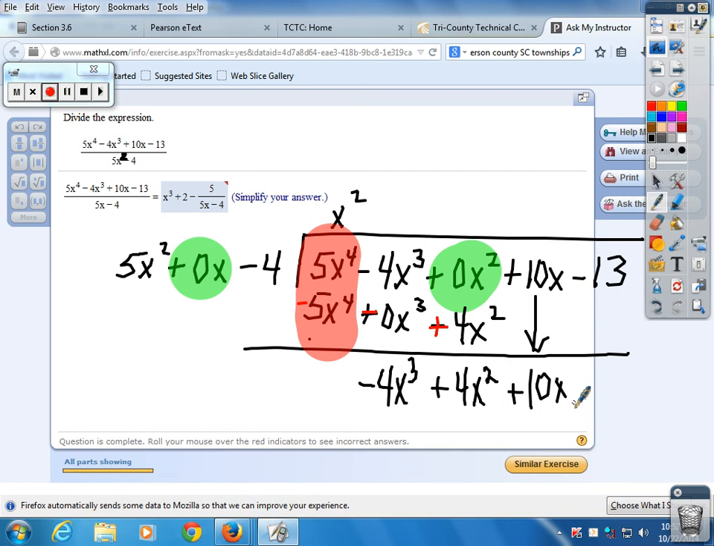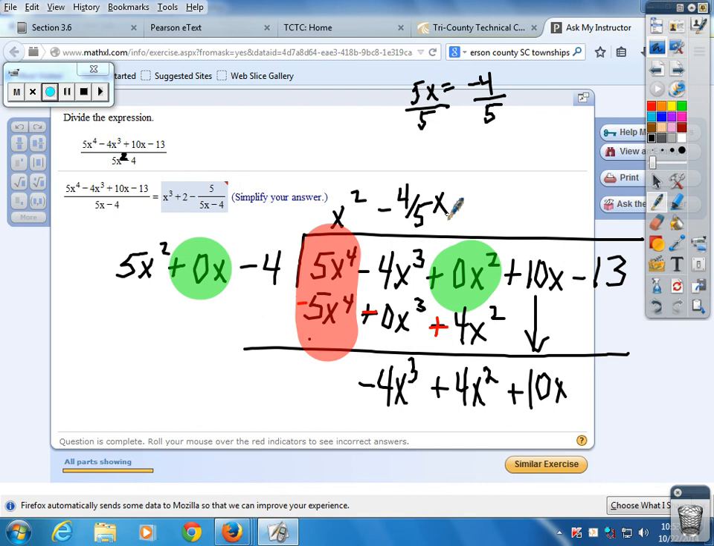So in this next step, are you going to have fractions? Yeah, because 5 won't go into 4 real nicely. So you're going to have to divide by 5. Negative 4 divided by 5 is negative 4/5 x.